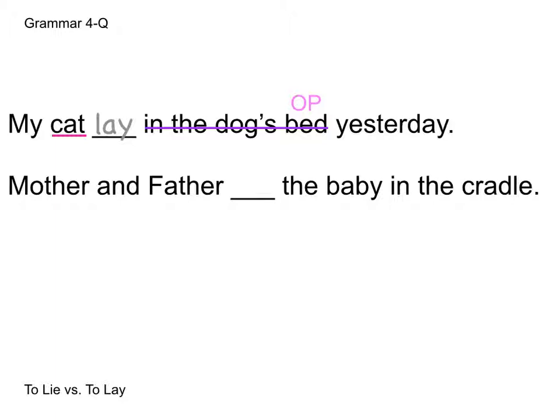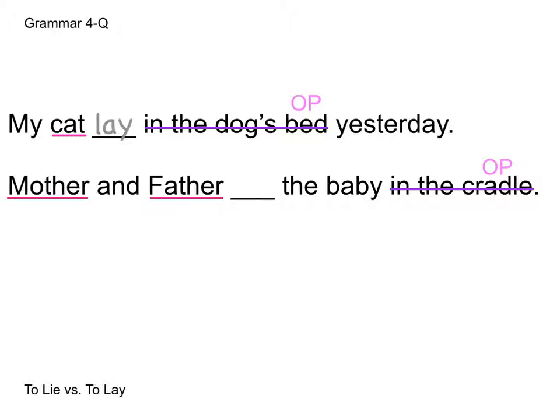So first, let's get rid of our prepositional phrase. It's going to be in the cradle, cradle being the OP. And then we have mother and father blank the baby. So baby definitely is not a PN in this sentence because we have to choose between to lie and to lay. The baby is receiving that action in this sentence. It is being put into the bed, into the cradle.